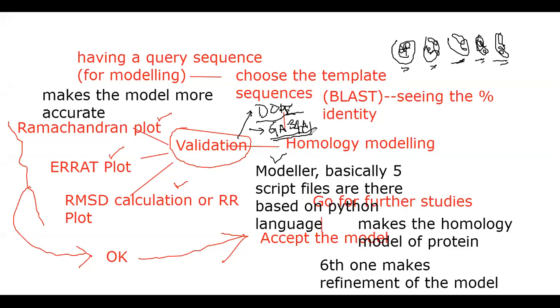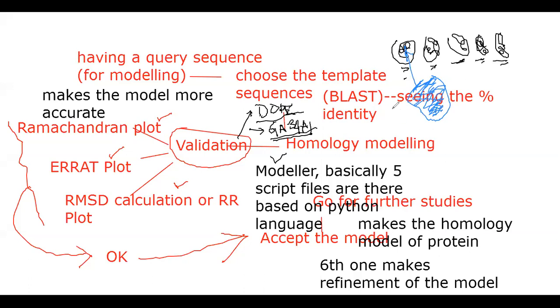GA341 score is the score where the software takes your template protein and overlaps it on the model protein.